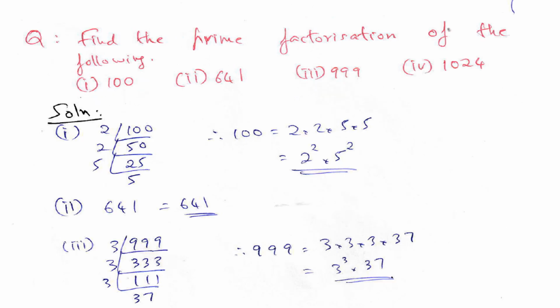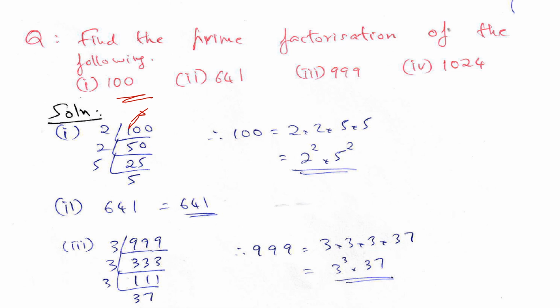Okay, see the next question. Find the prime factorization of the following. The first one is to find the prime factorization of 100. What you have to do here is start from the lowest value, dividing by the lowest value possible. That is, first is 2. 2 how many times? 50 times.